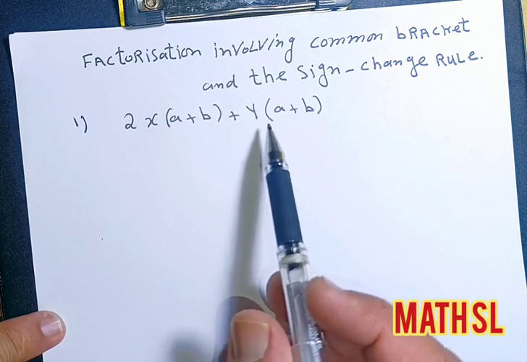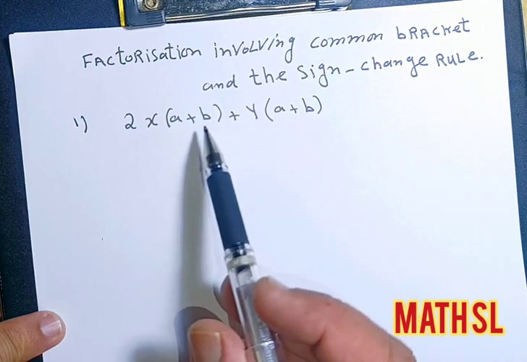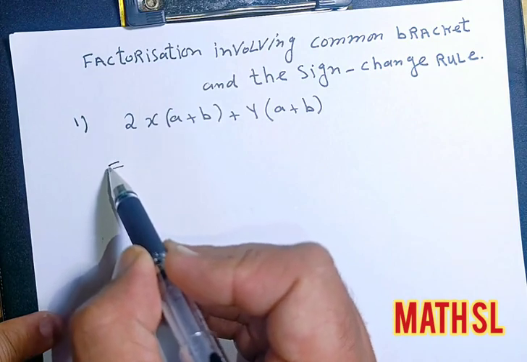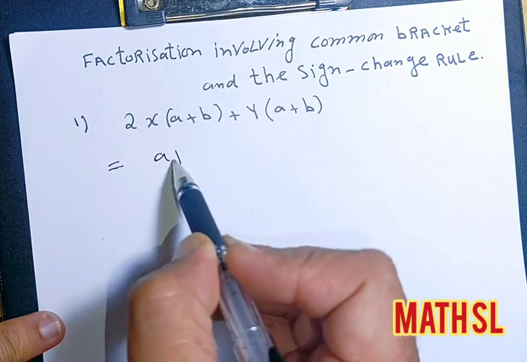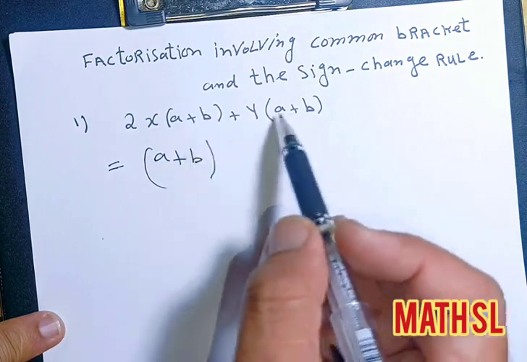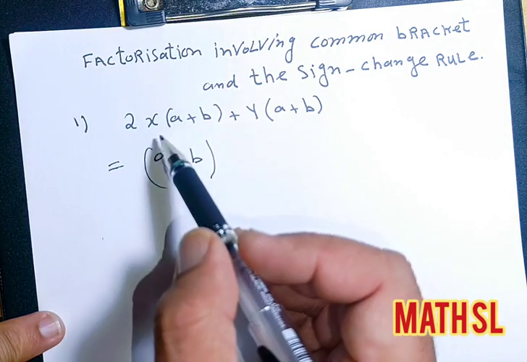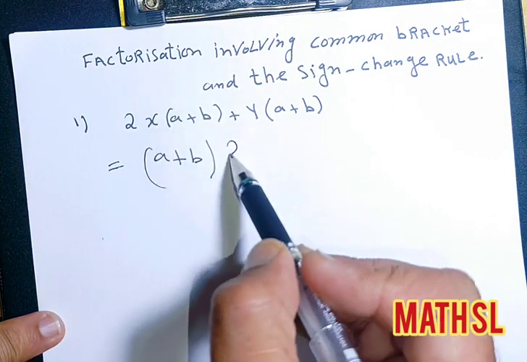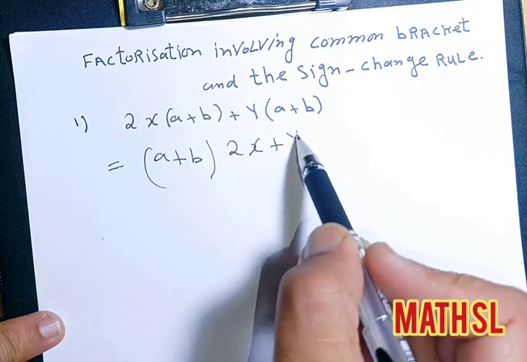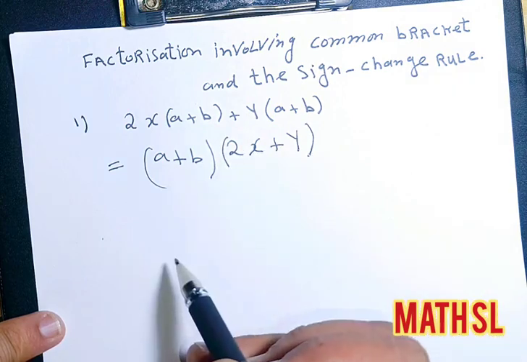So we're going to take out the highest common factor, this whole expression which is (a + b), because this is common. So we say (a + b) is out, because both terms have (a + b). This bracket is out. What is left here? 2x. And what else is left? Only y. So 2x + y is my final answer.